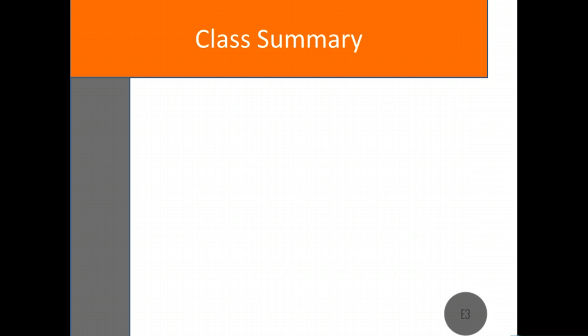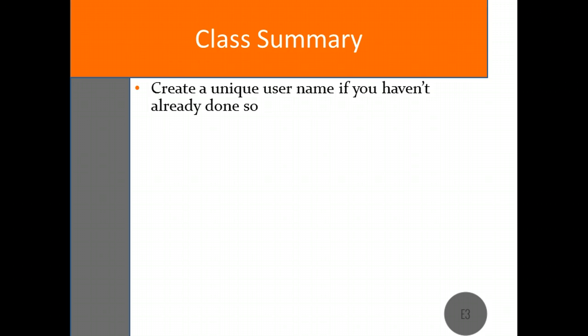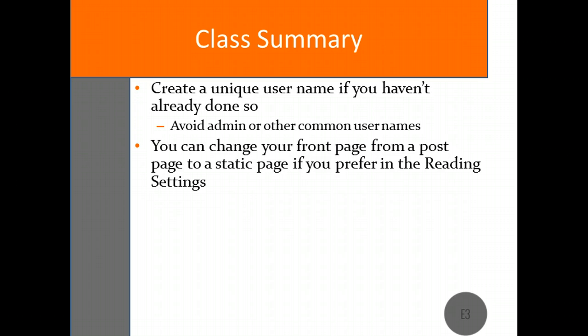Let's recap. One of the first things you may want to consider doing is setting up a new username to act as your administrator account. Avoid using the username admin when creating this account. Look through the settings options and customize your site to your liking. If you aren't interested in creating a blog, you may want to change your front page to a static page. You can do this under the reading settings.